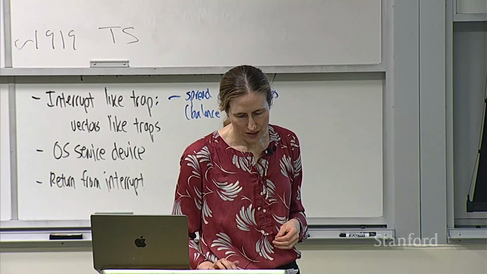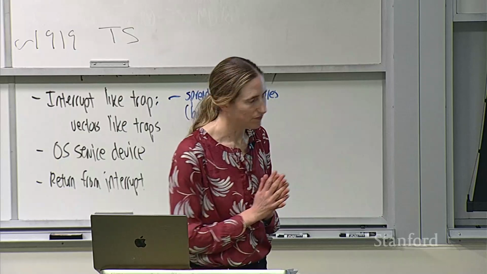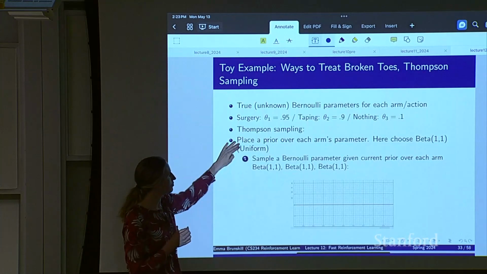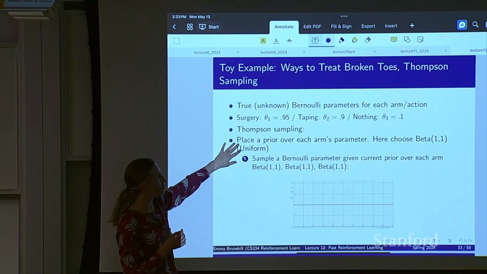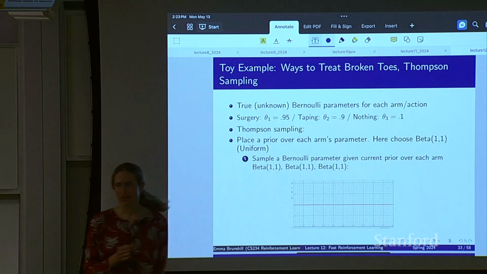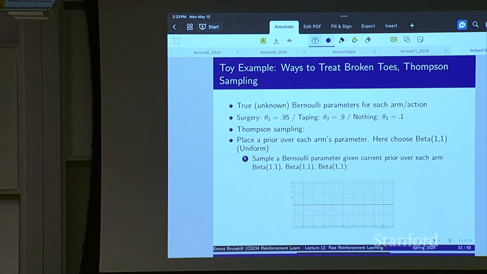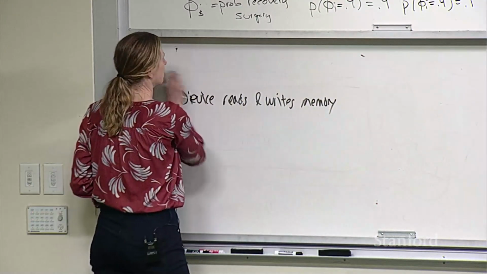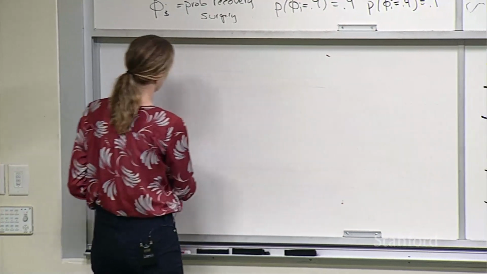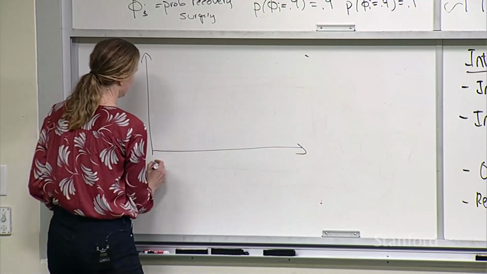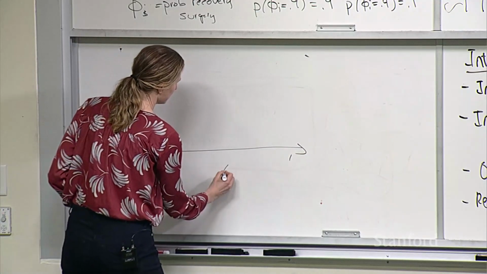Let's go back to our broken toes example. We're going to place a prior over each arm's parameter, and I'm going to choose Beta(1,1). What does a Beta(1,1) look like? It looks like the following. I'm sorry my pen isn't working today, otherwise that would have been helpful, but I'll draw it up here. This is 0, this is 1, this is theta.